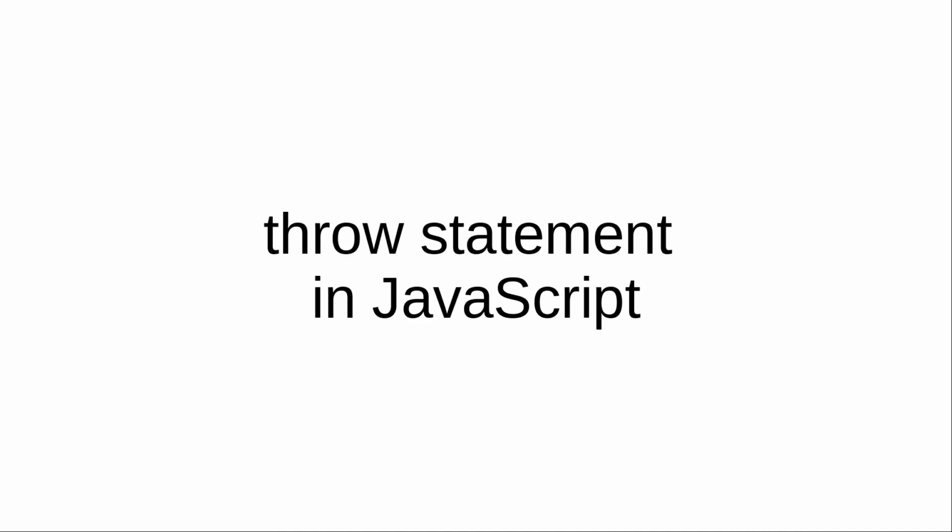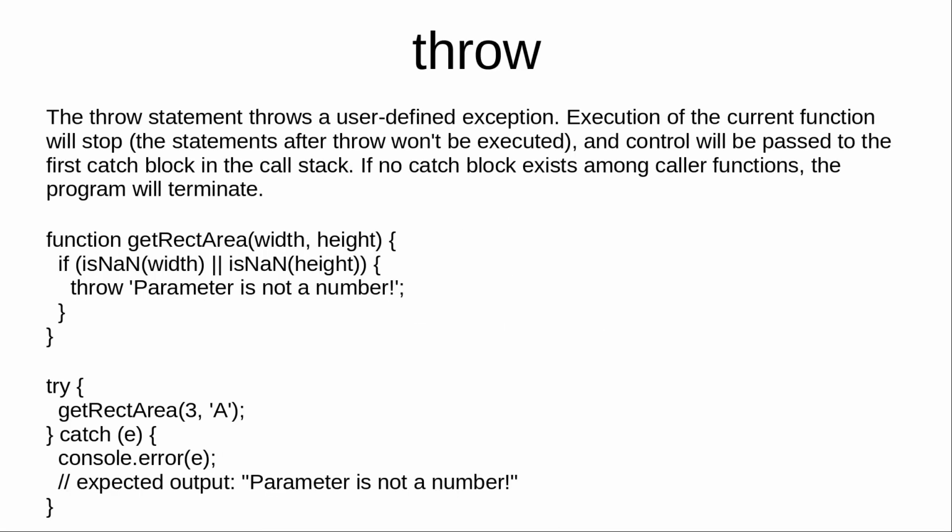In this video training we will be learning about the throw statement in JavaScript. The throw statement throws a user-defined exception. Execution of the current function will stop. The statements after throw won't be executed and control will be passed to the first catch block in the call stack. If no catch block exists among other caller functions, the program will terminate.